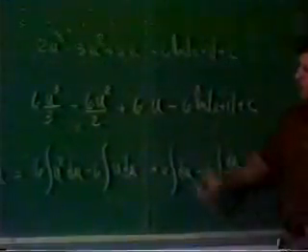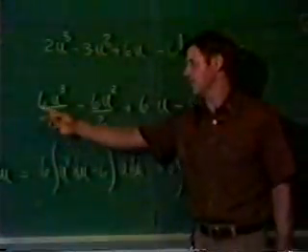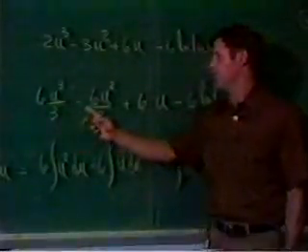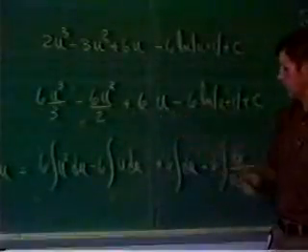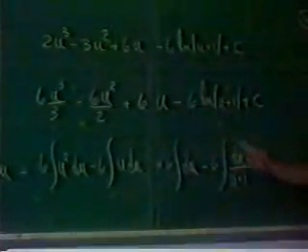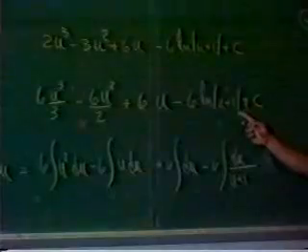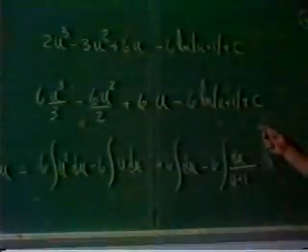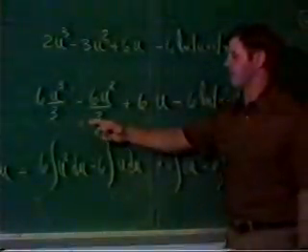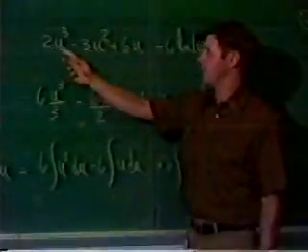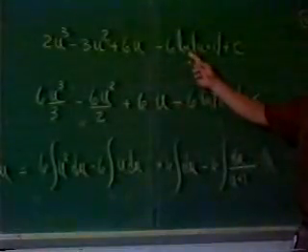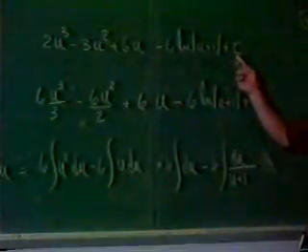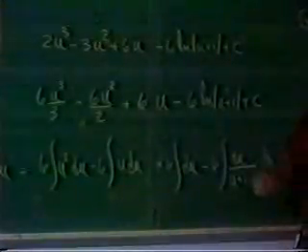Carrying out each separate integral, we have 6u to the third over 3, minus 6u squared over 2, plus 6u, minus 6 times the log of u plus 1, plus the constant of integration. We could go ahead and simplify further by reducing. This would give us 2u cubed minus 3u squared plus 6u minus 6 times the log of u plus 1, plus c. So we've completed our antiderivative.